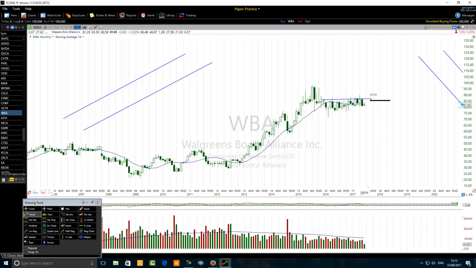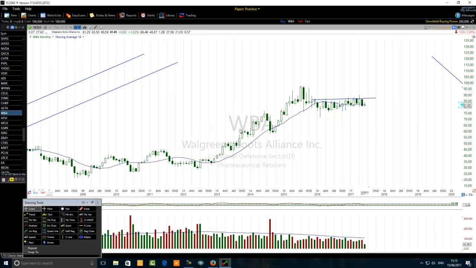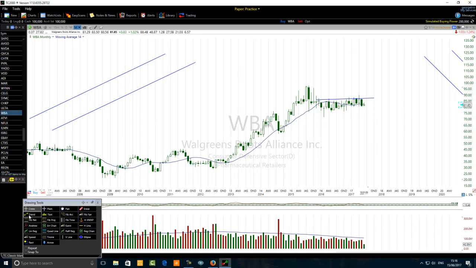So on this monthly chart, you can see that this stock, Walgreens Boots Alliance, ticker WBA, is an American stock that belongs to the consumer defensive sector, pharmaceutical retailers. You see that this American stock was consolidated here.